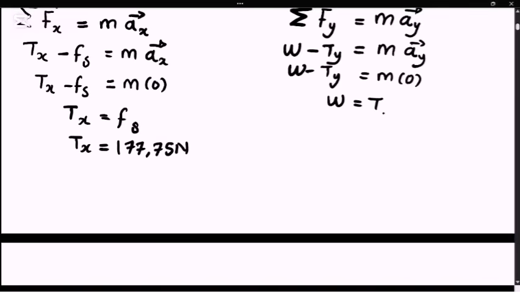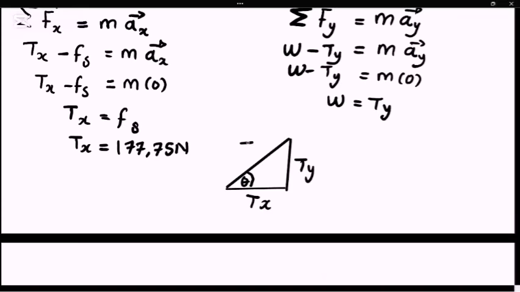Having the value of tension along the x-axis and the tension along the y-axis, what do I do here, perspicacious? From now, you draw a right-angled triangle, labeling the horizontal side tx and the vertical side ty. Then your hypotenuse to be your t.